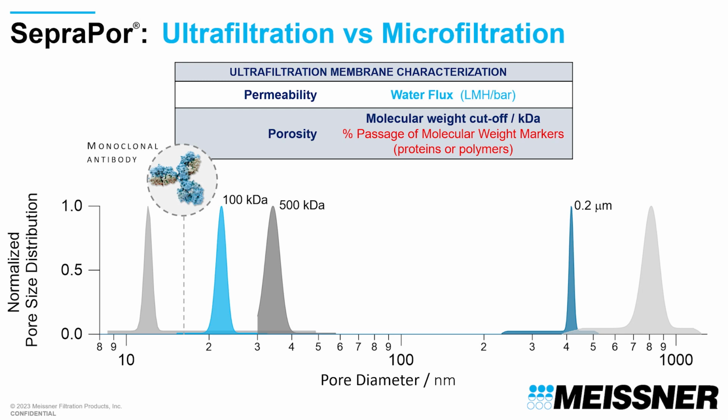Permeability is measured as the clean water flux, in LMH per bar. Porosity is typically characterized by secondary methods involving molecular weight markers that may be proteins or polymers and measuring their passage using filtration tests and scientific instrumentation to determine the degree of membrane crossover.